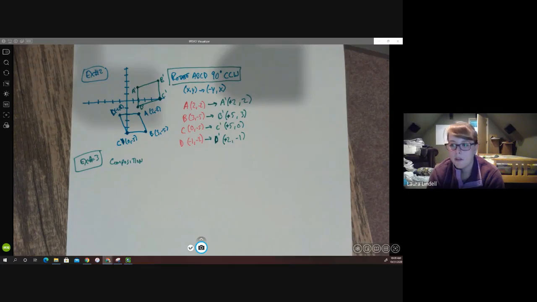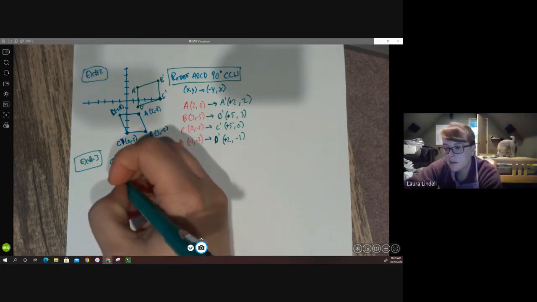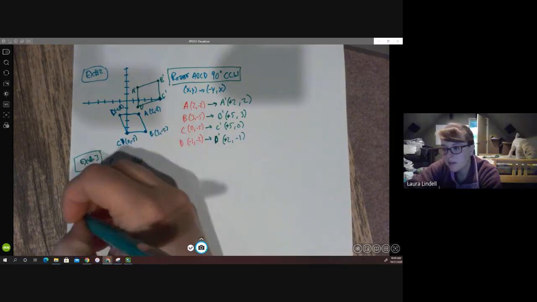Okay. So a composition, we kind of touched on composition a little bit in 4.1 when we would do a translation and then we would do another translation. That is a composition because you're doing more than one thing to the shape. So composition now is going to involve doing a rotation and then a translation or something like that. So that's what we're going to try here. So go ahead and draw yourself a nice coordinate plane.